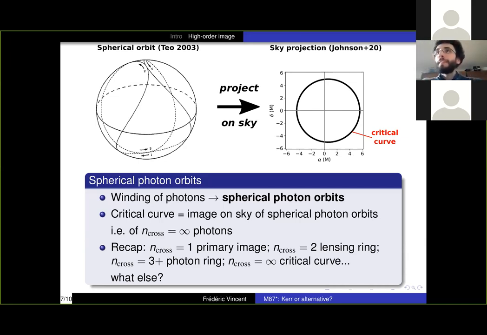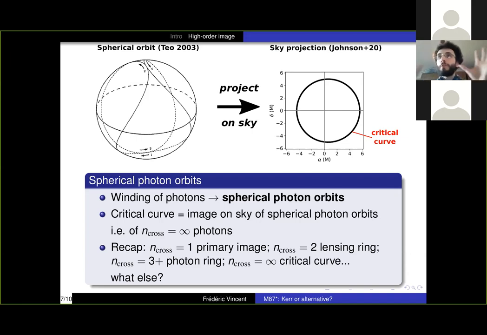So how to relate that with the definitions of Gralla et al.? Actually, it's very much linked. How to understand this critical curve? The critical curve is the image of a photon that lives on the set of spherical orbits, so that has gone through the equatorial plane, essentially, an infinite number of times. So what Gralla et al. introduced is the lensing ring and the photon ring for respectively two and three crossings of the equatorial plane. And this critical curve is the limit when the number of crossings of the equatorial plane by the photon goes to infinity.